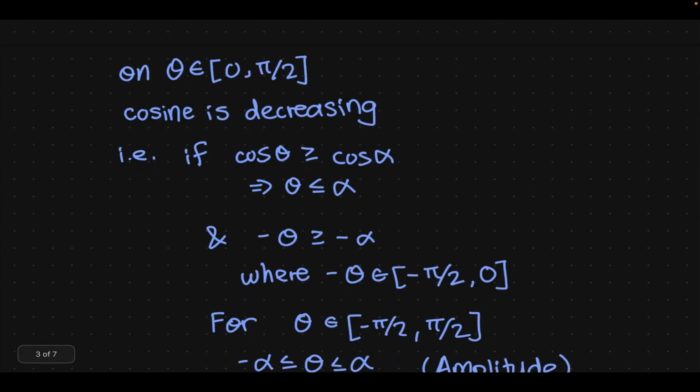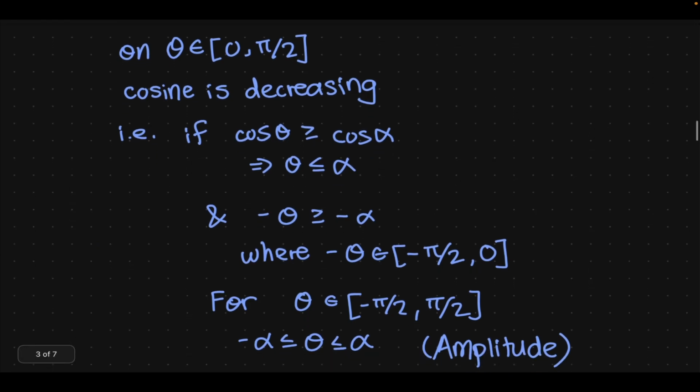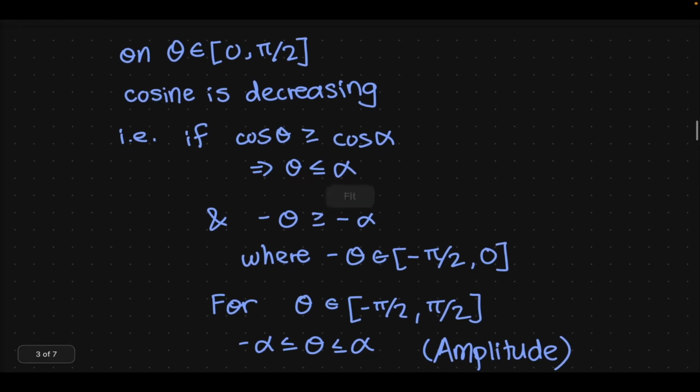So on the interval 0 to pi over 2, cosine is decreasing. You know the graph of the cosine. So if cosine theta is greater than or equal to cosine alpha, that means theta is less than or equal to alpha. Fair enough, because it's decreasing, that's just the definition of decreasing. And negative theta is greater than or equal to negative alpha. I'm just multiplying by negative, which flips the inequality.